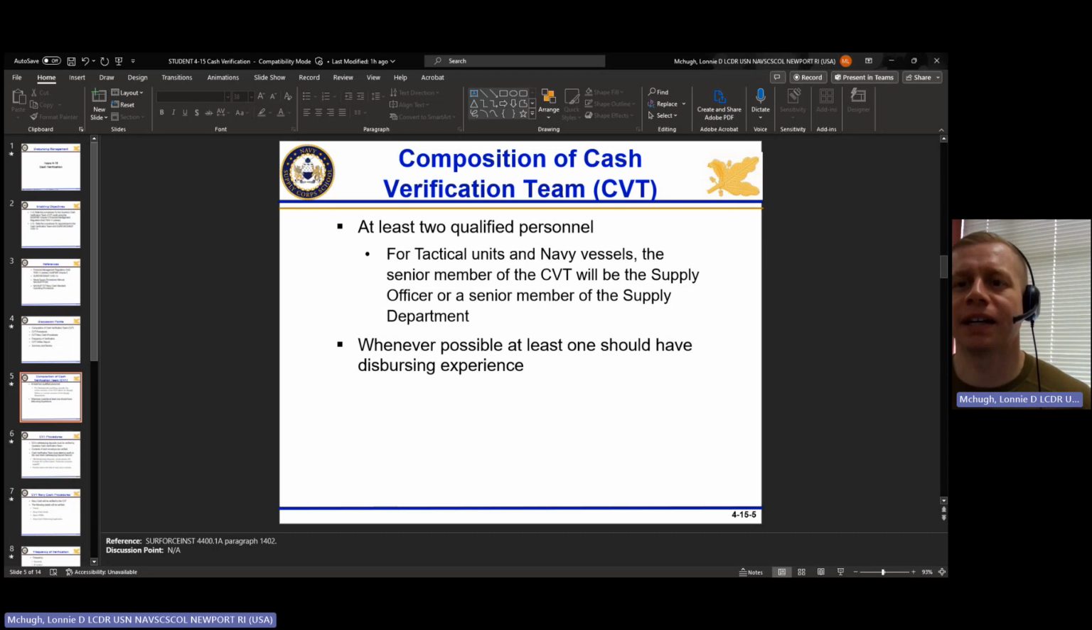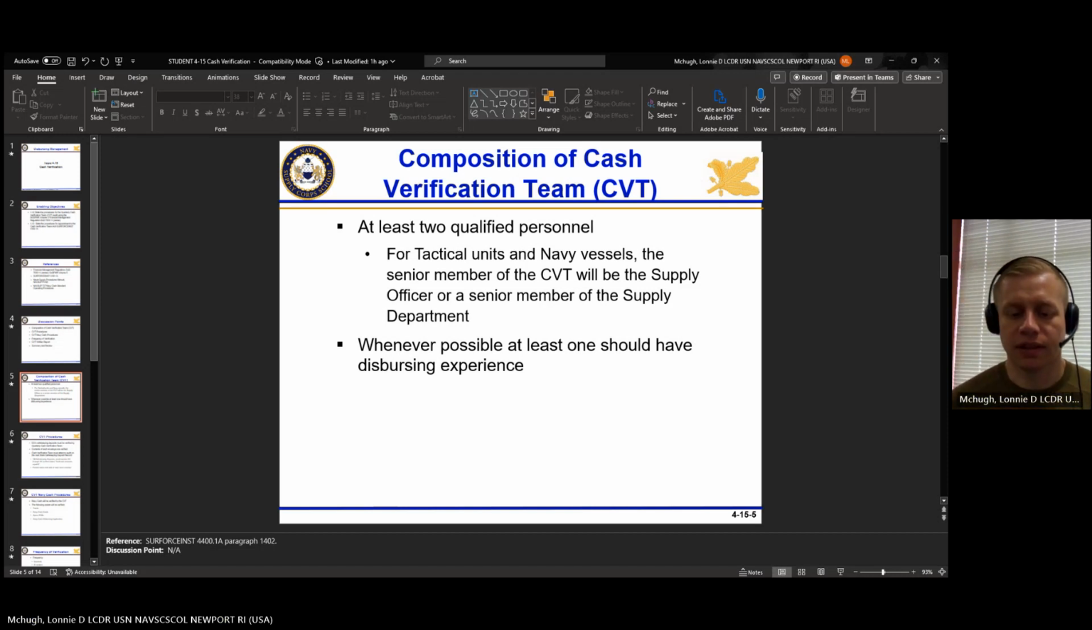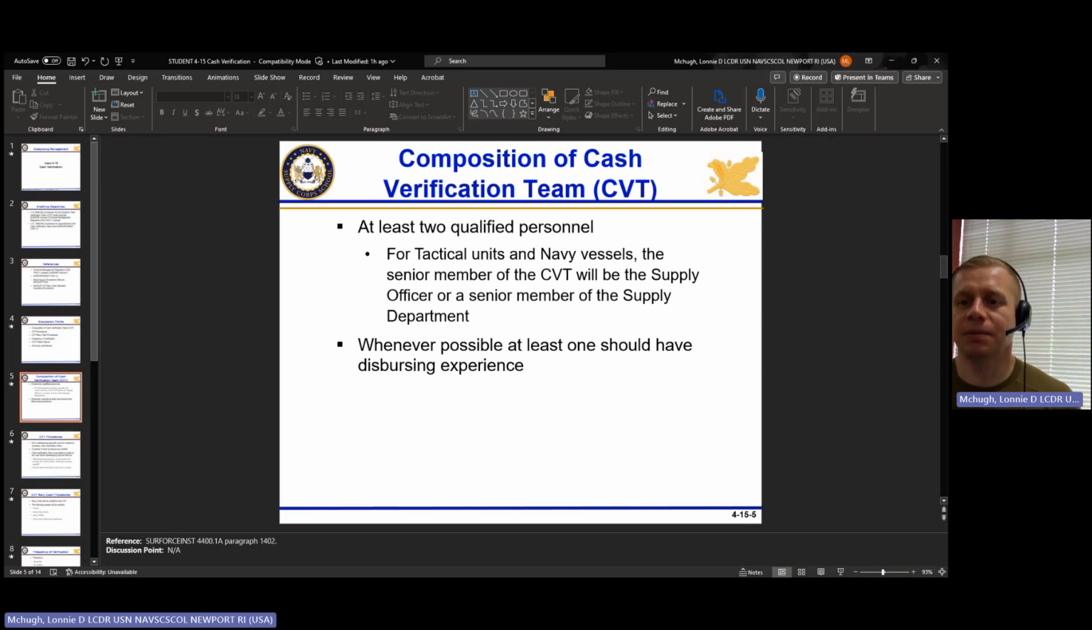All right, so our first topic tonight is the composition of the cache verification team. Who is on this team and how do they get there? These members are appointed by the commanding officer, and your cache verification team is typically headed up by your senior supply officer. They'll have the disbursing experience and understand the operation and your schedule. The additional people on that team are going to be somebody that the senior supply officer nominated. And so it says that at least 2 qualified personnel are required. So the senior supply officer and 1 additional person.